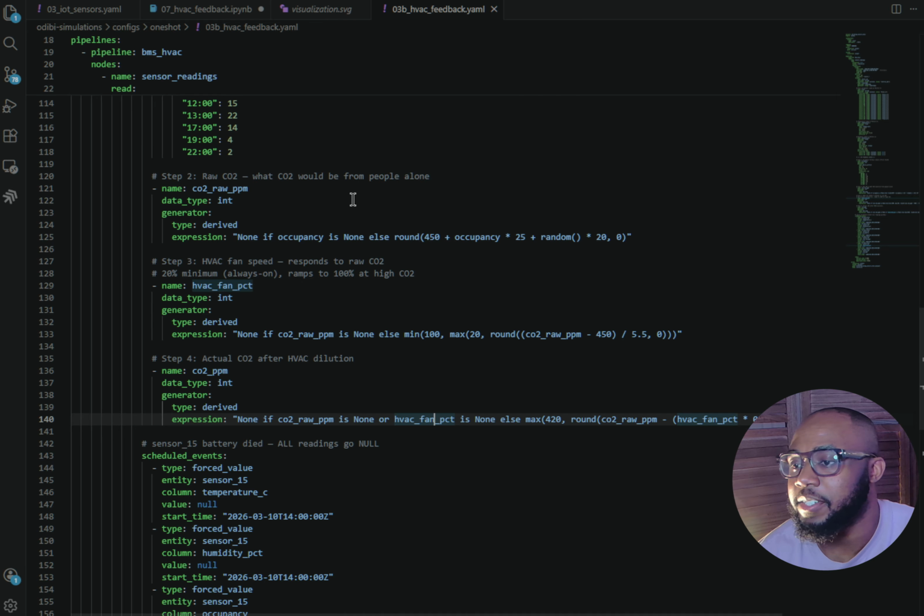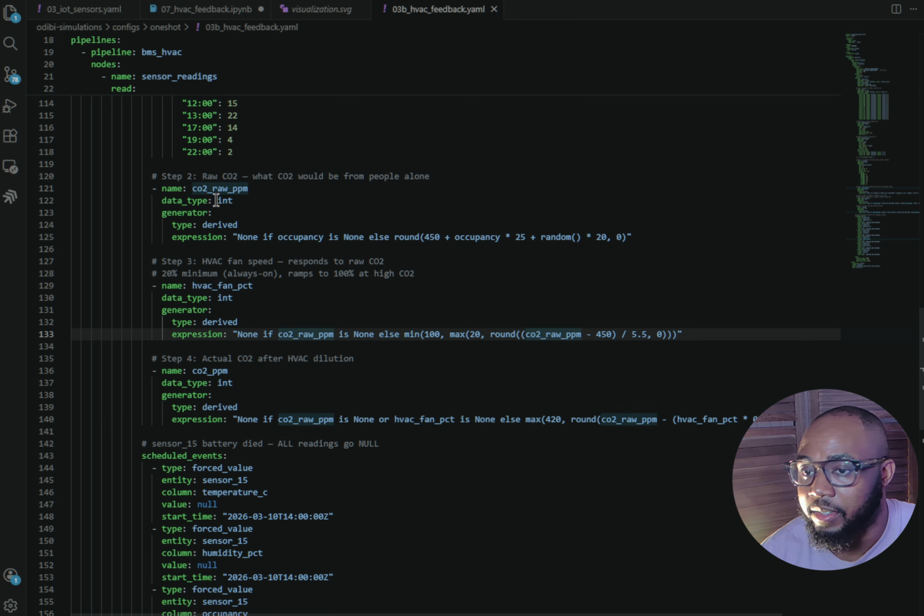So here, this is where we derive our columns. Here we're saying that CO2 raw parts per million is equal to 450 parts per million plus occupancy times 25 parts per million. Then we add some random noise. Fan speed depends on the raw CO2 readings. CO2 parts per million depends on HVAC fan speed percentage.